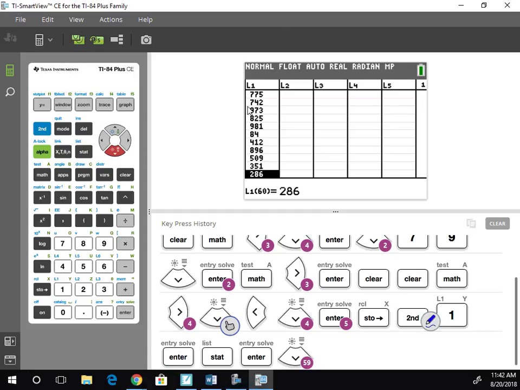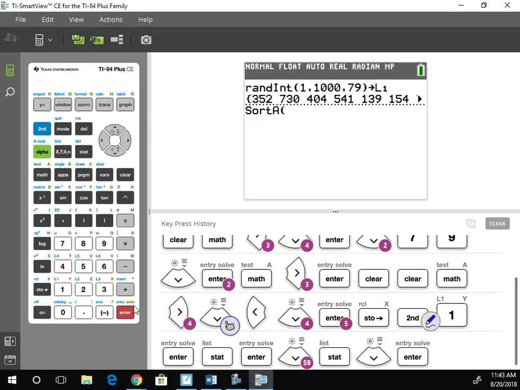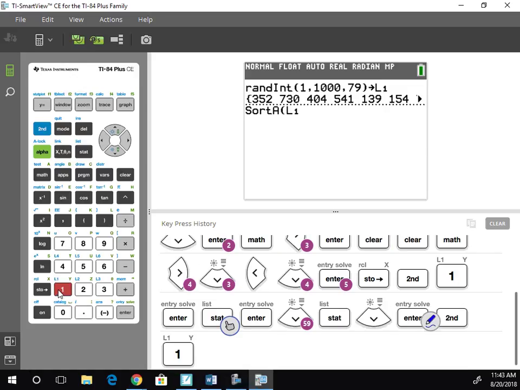The calculator will sort the table for you. Okay? In order to sort them, you are going to press stat, and you see how it says sort A? You're going to go to number 2 and hit enter. Now, it's asking you, what do you want to sort? Where did we put our numbers? L1. So I want to sort L1. So I have to go second and the number 1. And I'm going to hit enter.